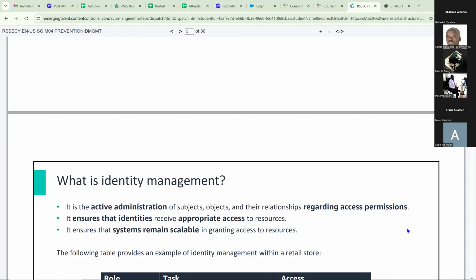So we say that identity management is the active administration of subjects, objects, and their relationship regarding access permissions, and it ensures that identities receive appropriate access to resources. It also ensures that systems remain scalable in granting access to resources. Let me explain something. When we are talking about active administration of subjects, objects, and their relationship, a subject in a system can be a user. An object in a system can be an S3 bucket or an EC2 instance. And then their relationship.